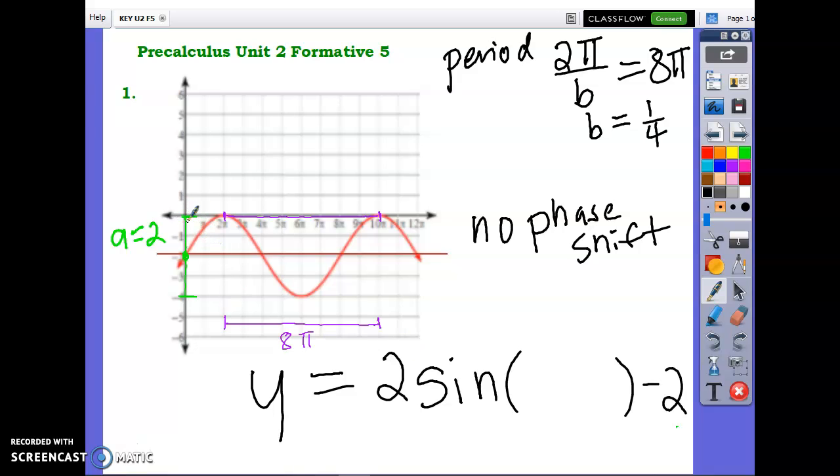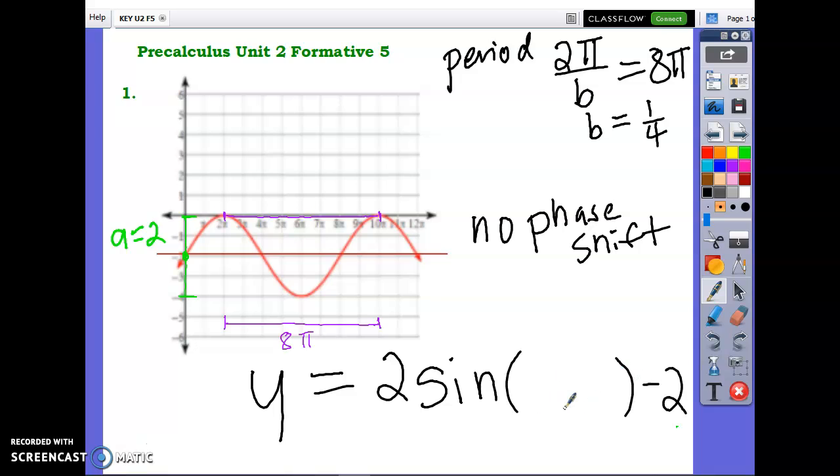If I just pick the highest and the lowest point here and count this distance, the amplitude is half of that, and it's the absolute value. So that's why A is 2. Then if I look for my vertical shift, I can see when I move halfway down in between this graph, right, is the center line. So the x-axis has been moved down 2. So that's why D is -2.